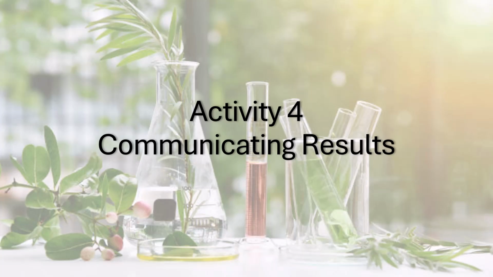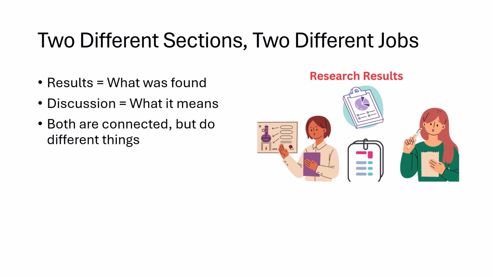In this activity, we're focusing on how scientists write about their findings, specifically how they separate what they found from what those findings mean. This is a big part of thinking and writing like a scientist. In scientific papers, the results and discussion sections are closely related, but they have very different jobs. The results section answers the question, "What did you find?" The discussion section answers the question, "So what?"